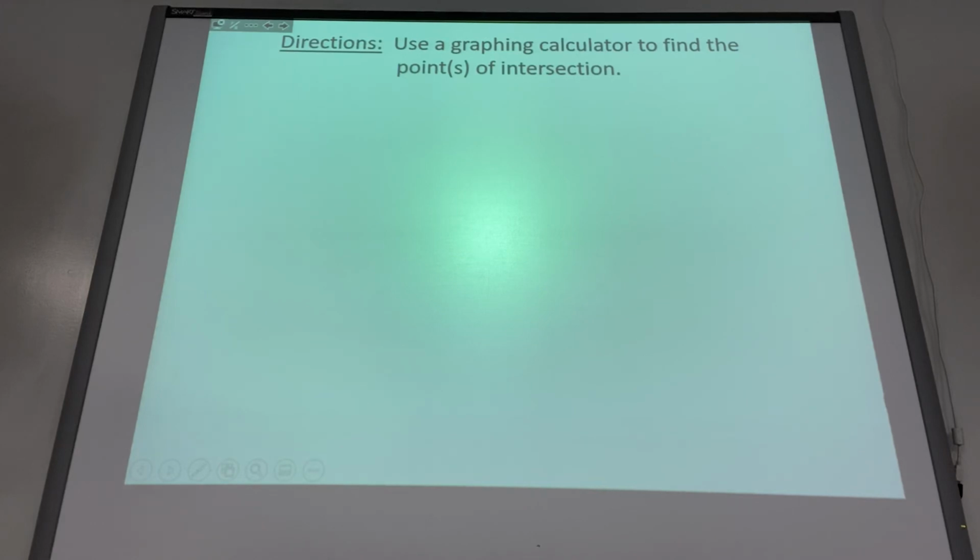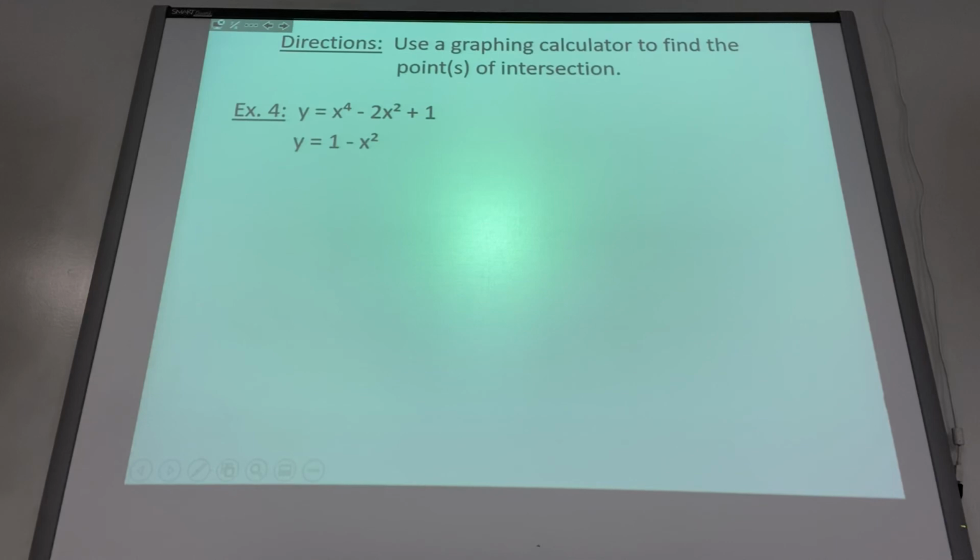Okie dokie. Let me put it up here. This is number 4. We've got y equals x to the 4th minus 2x squared plus 1. And then y equals 1 minus x squared.